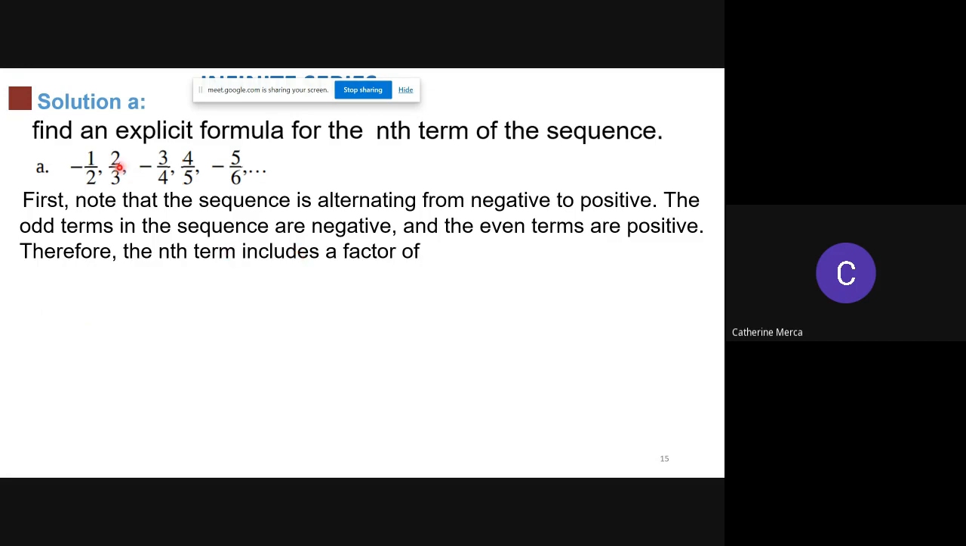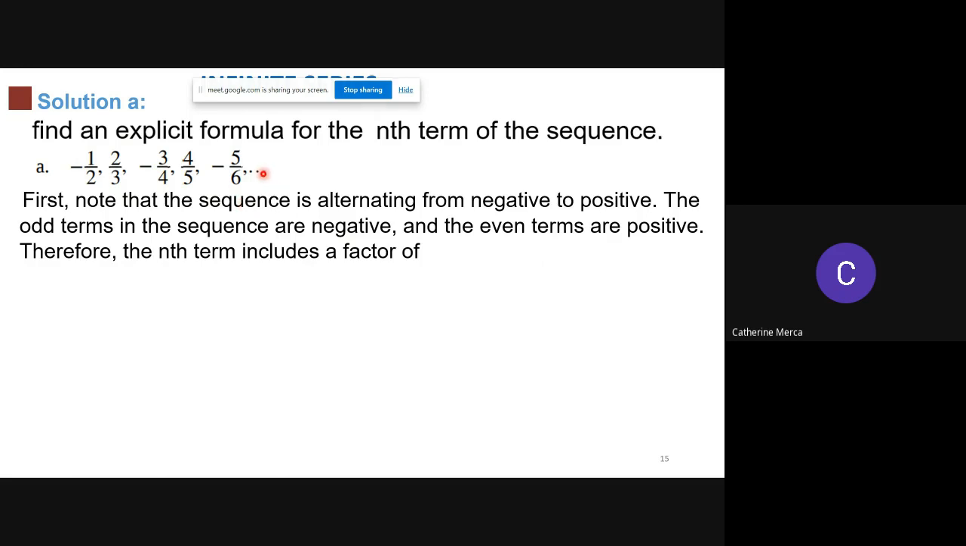For letter A, what do you notice first? This is 1, 2, 3, 4, 5 in the numerator, but the sign is alternating: negative, positive, negative, positive, negative. So the odd terms in the sequence are negative, meaning the first term a sub 1, then a sub 3, and then a sub 5. And the even terms are positive, that is a sub 2, a sub 4.